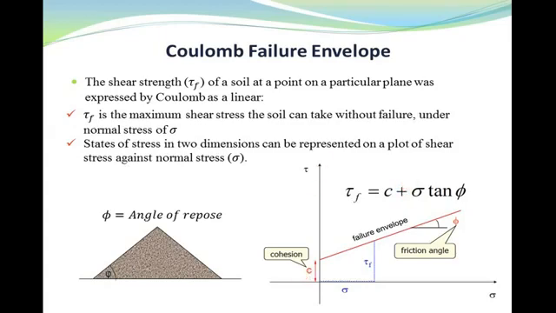Also, as you can see in this graph, the state of stress in two dimensions can be shown on a plot of shear stress versus normal stress sigma. In this graph, c is the cohesion of the soil, and phi here, which is this angle, is the angle of internal friction or friction angle. Actually, a friction angle can be defined as the angle of repose at which the soil settles naturally. So a firm soil will have a steeper angle of repose than a loose one.